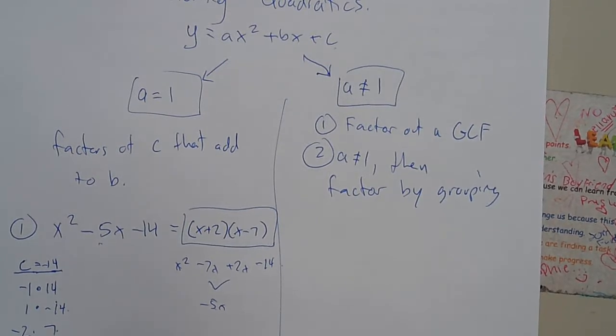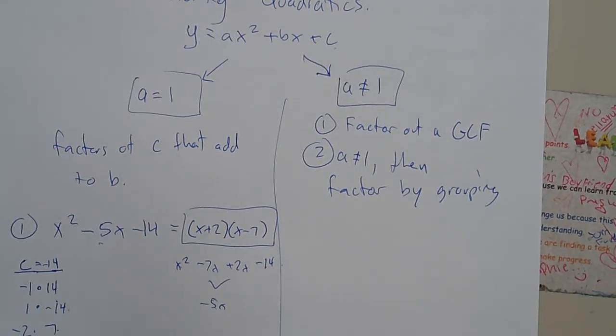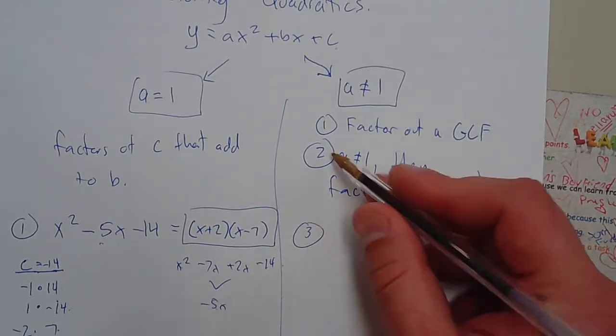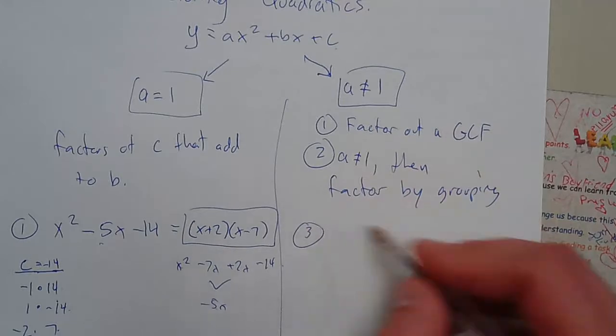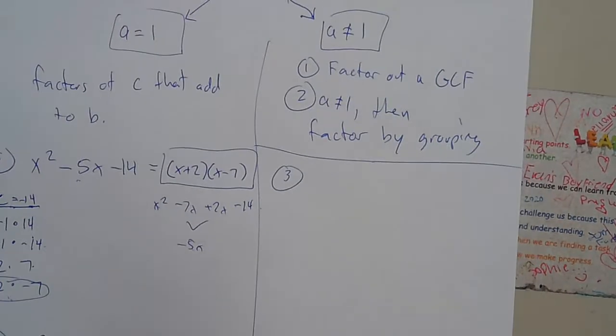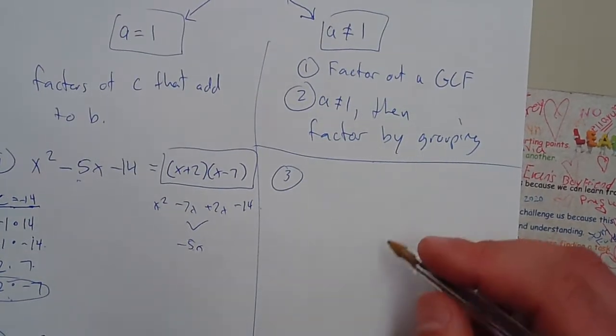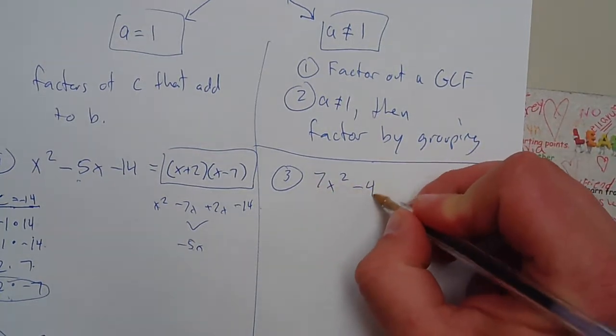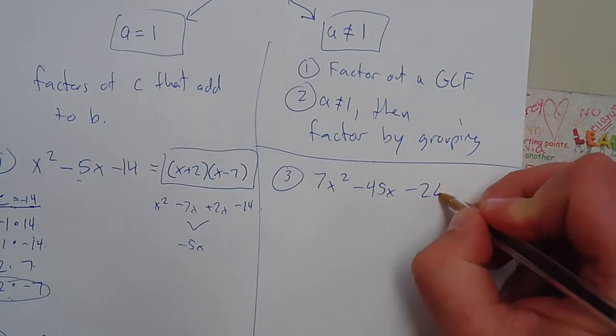But okay, so let's look at an example of this. Let's say we went with this one. We'll call this just example 3. Sorry, it's probably confusing, but whatever. Okay, so it's not a step. Let's do that. Okay, so third example. The idea here, let's say we had this problem: 7x squared minus 45x minus 28.